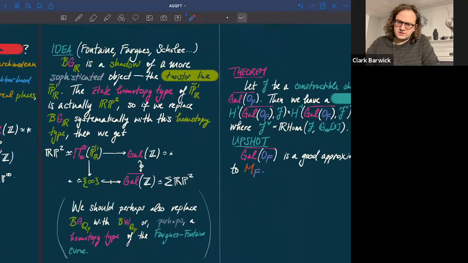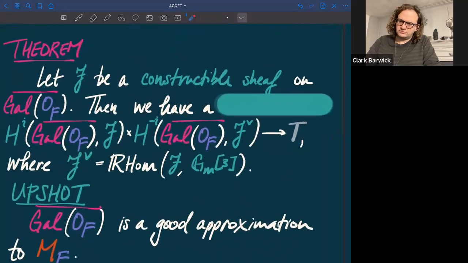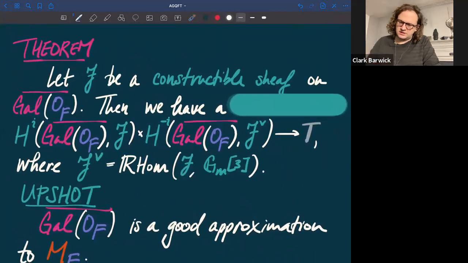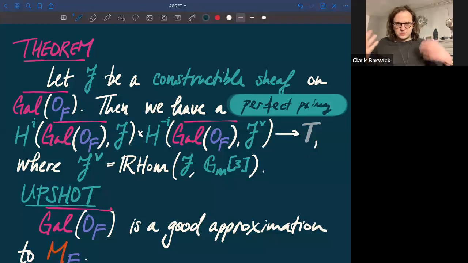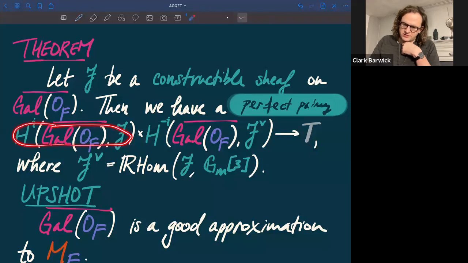The point of this is the following theorem. And this is, in a sense, the final actual theorem that I'm going to state. So if you have a constructible sheaf, now not on Gal O_F, but on this compactification that we've written down, then we in fact have a perfect pairing. So again, this is an instance of Pontryagin duality. And what are the two groups? Well, I'm taking the cohomology, now of this compactified guy with coefficients in F.